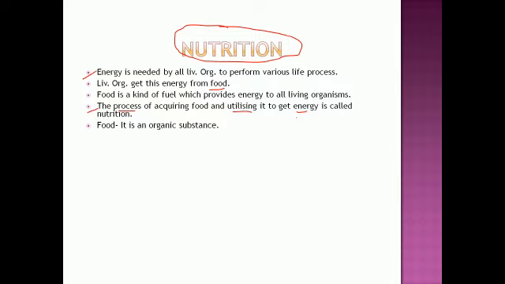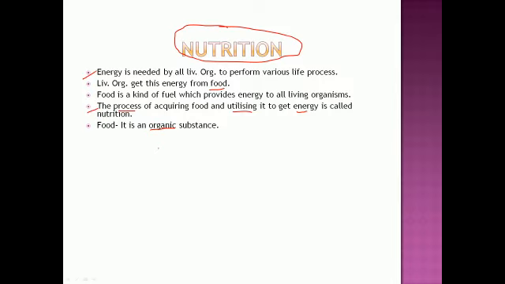Now what is food? Food is basically an organic substance. Now what do you understand by organic? Organic is nothing but those substances that we get from living organisms. Those substances that we get from living organisms are called organic substances. Now basically food is an organic substance.